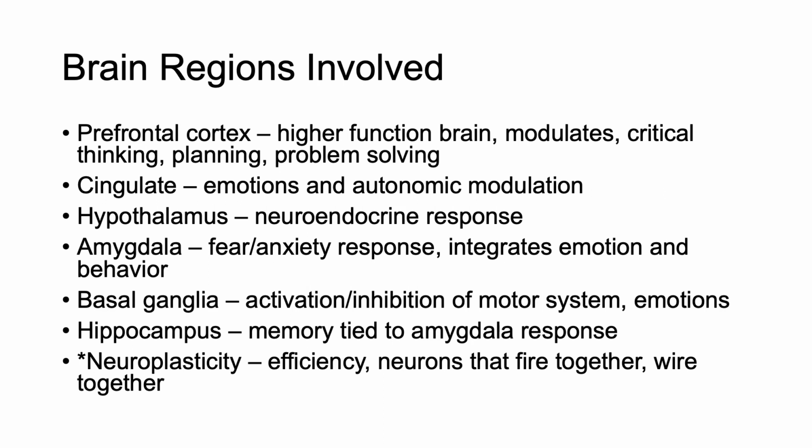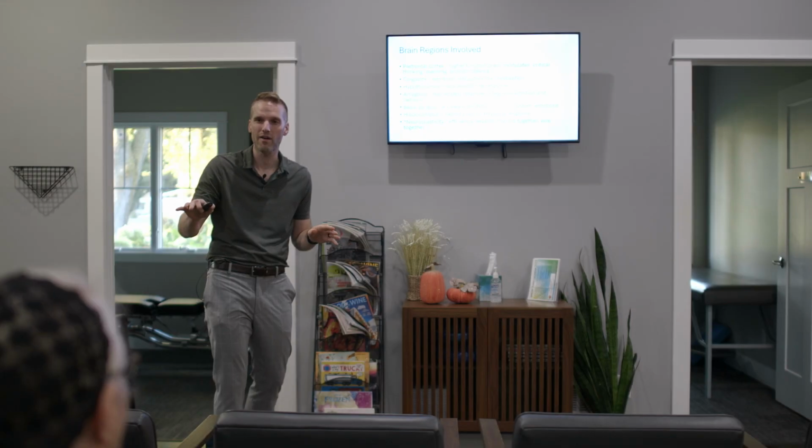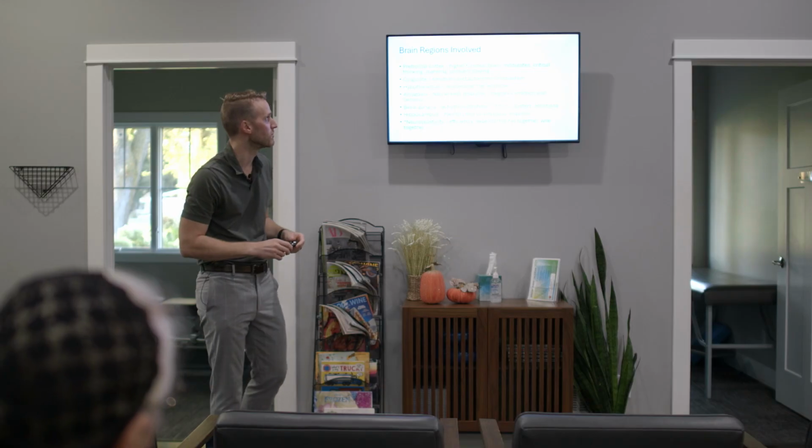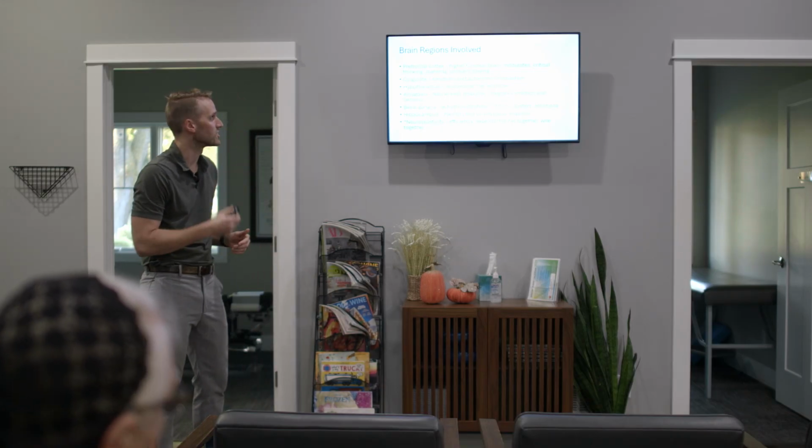So some of the brain regions involved, we mentioned the prefrontal cortex, but the prefrontal cortex is this area here in the front. And this is really what makes us different than all other species of animal. And that is, we have higher brain function, we have better modulation of our subcortical structures, we have critical thinking, planning, problem solving. Not to say that other species of animal don't have that, but we have something very special, again, God created, born within us in this prefrontal cortex.